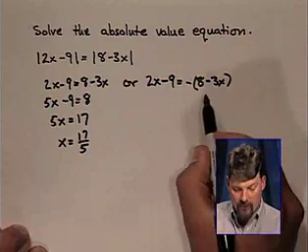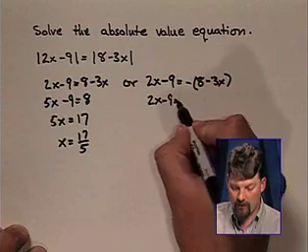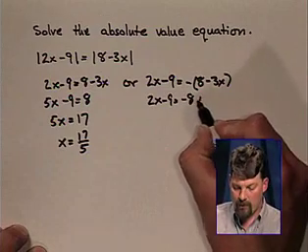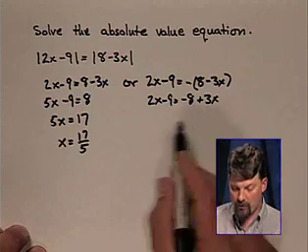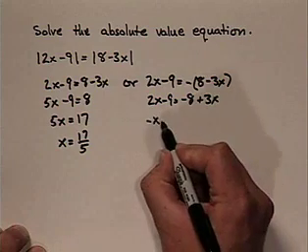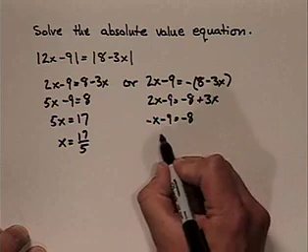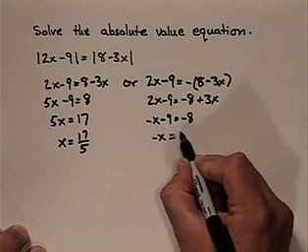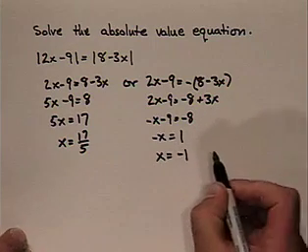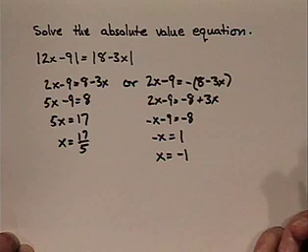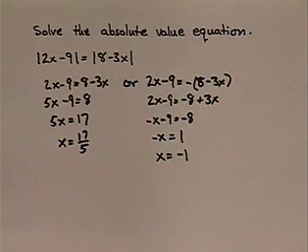Now on this side, the first thing I need to do here is distribute that negative. So we'd have 2x minus 9 equals negative 8 plus 3x. And again, I want to get all the x's on one side, so I'll subtract 3x from both sides. That gives me negative x minus 9 equals negative 8. Adding 9 to both sides gives me negative x equal 1. And then multiplying both sides by negative 1 gives me x equal negative 1. And so in this case, there are two solutions, x equal 17/5 and x equal negative 1.